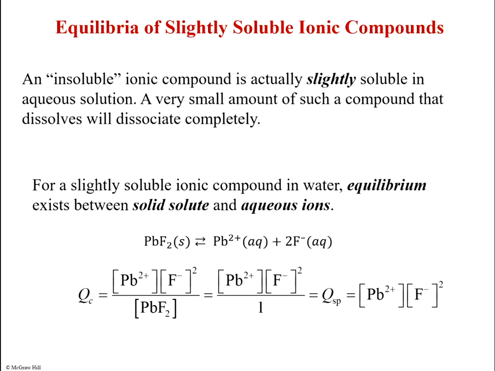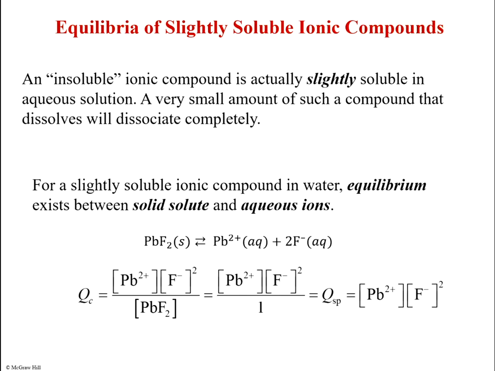Lead fluoride would be one of the example compounds you had from Chapter 4 that was insoluble, but it turns out to be slightly soluble in water. And there's an equilibrium that exists between the solid compound, that is lead-2 fluoride, PbF2, and its corresponding ions, the lead-2 ion and the 2 fluoride anions.